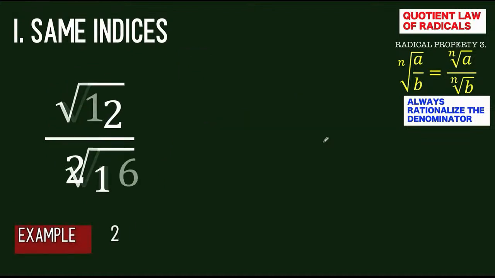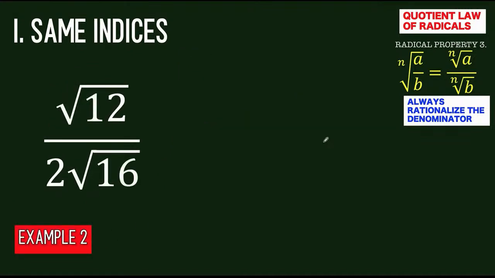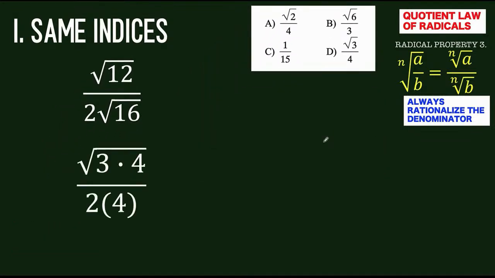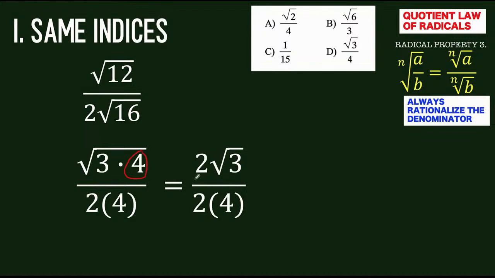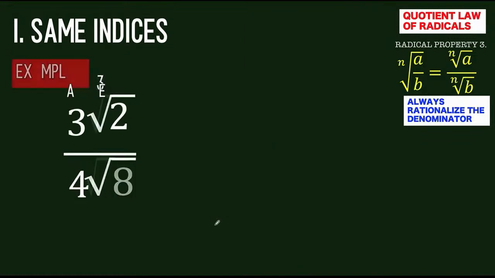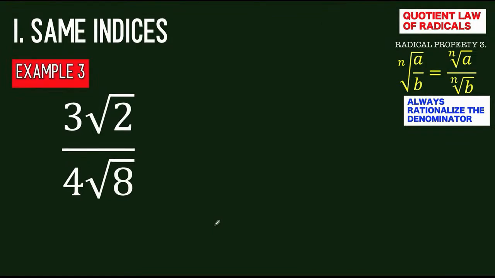Another example. Let's say we are going to divide square root of 12 divided by 2 square root of 16. So to solve this problem, we are going to apply again the quotient law of radicals. But let's simplify first 12 by writing it as 3 times 4, and square root of 16 is equal to 4. So simplifying, the square root of 4 is equal to 2. So you now have here 2 outside the radical symbol. And what's left is square root of 3. And at the denominator, you have 2 times 4, which is 8. This is letter D.